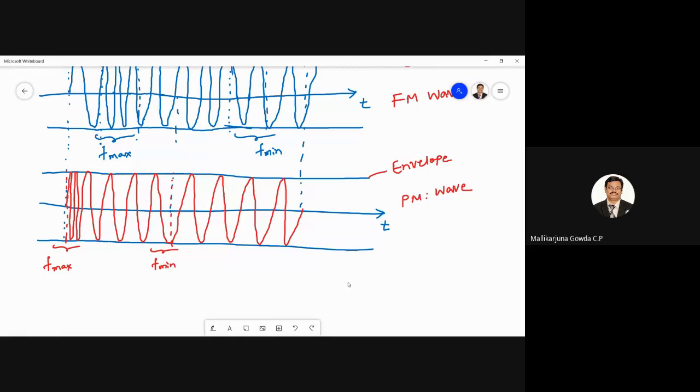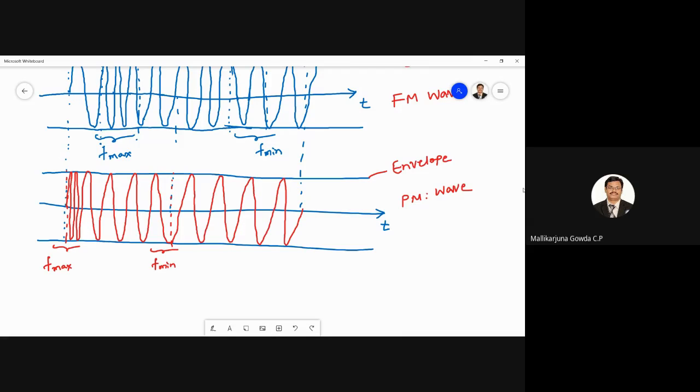Like in AM, it is easy to visualize because the message signal will be there in the envelope of the modulated signal, right? But looking at the waveform of FM and PM, is it possible to visualize the message signal in the modulated signal? Yes, able to get that visualization? How will we be able to visualize? Is it so easy to visualize as compared to AM?